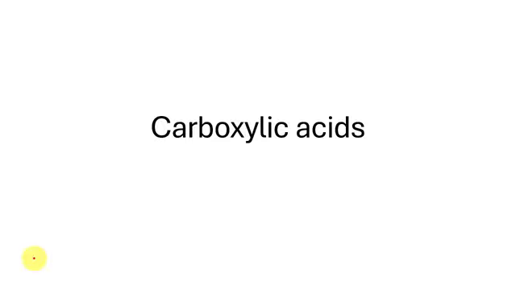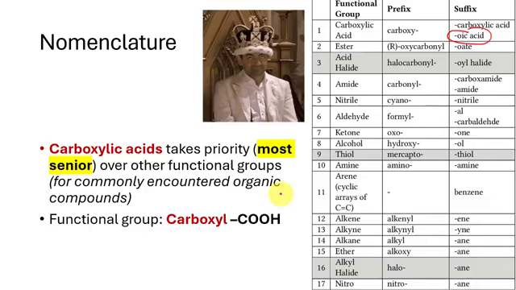Hi, in this recorded discussion, I'd like to talk about the chemistry of carboxylic acids. So carboxylic acid has this particular template, RCOOH. So it contains what we call the carboxyl functional group. When it comes to nomenclature, carboxylic acid is the most senior.